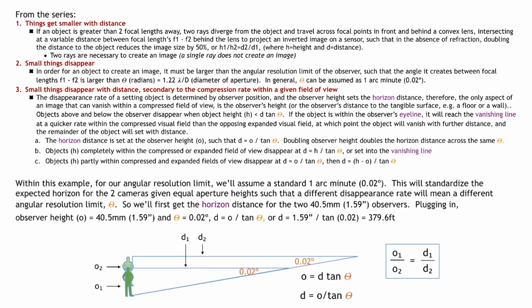So we'll first get the horizon distance for the 2 40.5 millimeter, or 1.59 inch, observers, plugging in the observer height of 40 millimeters and a theta of 1 arc minute. Distance is equal to the observer height divided by tangent theta, or the horizon is 1.59 divided by tangent 0.02, at 379.6 feet. And you can see that relationship in the diagram below, which is explained in the series.